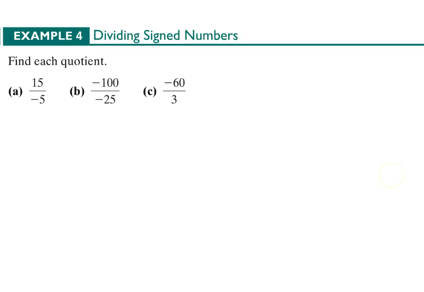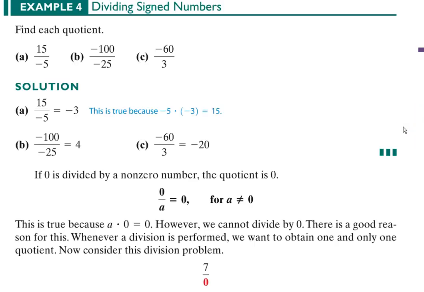Now division works in the same way for signs. And again, look at your signs. Determine what the end sign would be. Here it's going to be negative. Here it's going to be positive. Here it's going to be negative. Alright, so this is a 3. This is a 4. And this is a negative 20. And again, check your work. Be sure your signs make sense. And there they are.